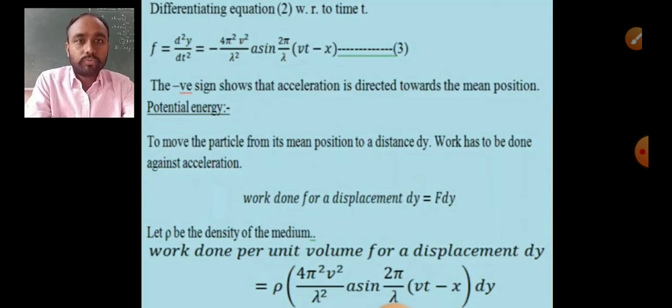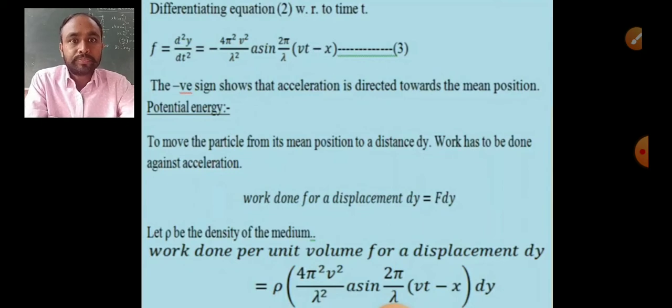So, to find the potential energy, let us talk about work done. First of all, work done, and if we integrate work done, that will be the potential energy. We know that V is equal to the integration of W. So, let us first talk about work done. To move the particle from its mean position by a distance dy, work has to be done against the acceleration.